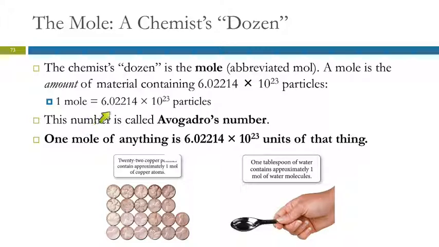A mole is 6.02214 times 10 to the 23rd particles. That is an incredibly big number. It's a 6 with 23 zeros after it. It's just mind-boggling. So 1 mole of anything is 6.02214 times 10 to the 23rd units of that thing. A mole of cars, a mole of people, a mole of planets, and you could talk about any of those.